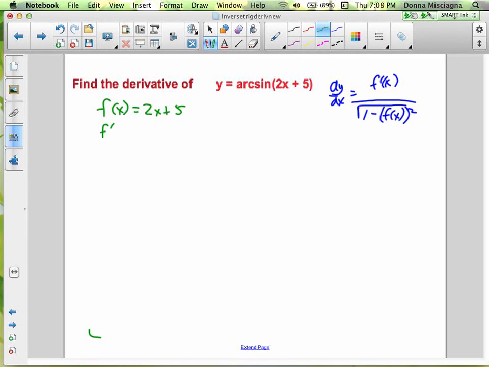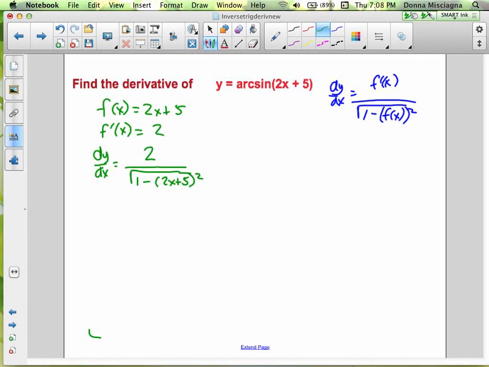The derivative of 2x plus 5 is 2, using the power rule. All right, so now we want to find the derivative of the whole equation. So we're going to have 2 in the numerator, the derivative of the inside, over the square root of 1 minus (2x plus 5), the f of x, all squared. All right, now we don't want to leave it like that. Let's simplify that.